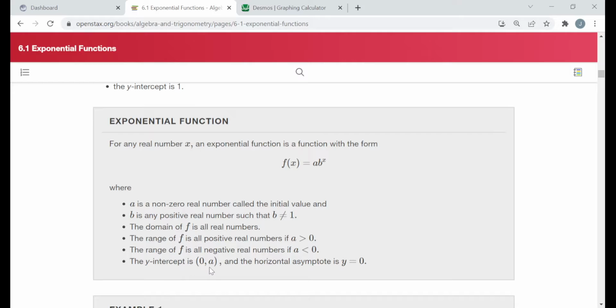The y-intercept is the point (0, a), and it has a horizontal asymptote. On one end, the graph will approach the line y equals 0, the x-axis. We'll look at the end behavior for these functions. Alright, some swift examples of this. Let me just show you.